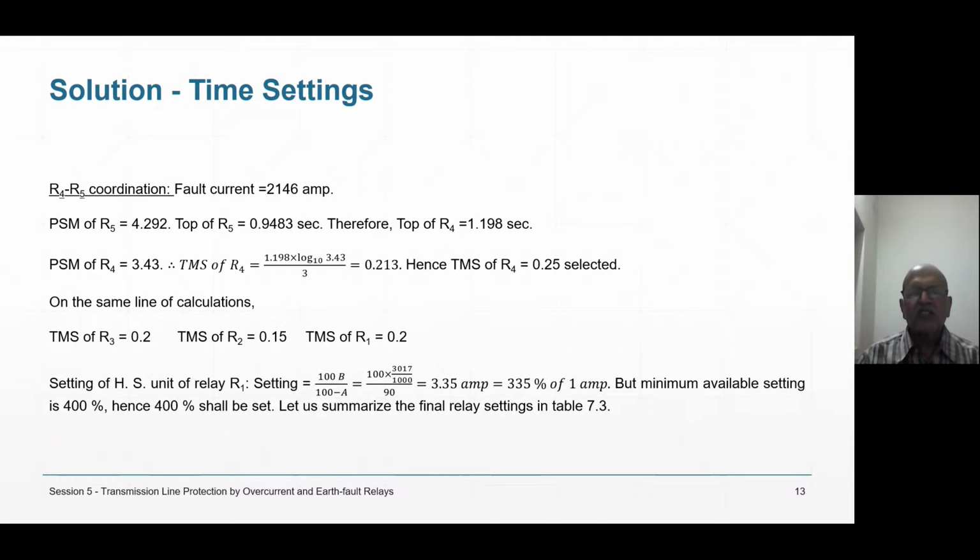So this is how the time settings, TMS, can be decided. You see, this setting is a very critical exercise. If you do wrong settings, there will be many maloperations and much damage to the system. Therefore, protection is a very critical subject.